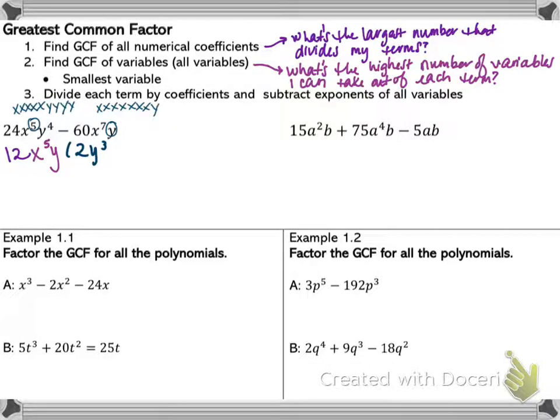So then I'm going to do the same process again for my second term. I'm going to put my minus sign, and 60 divided by 12 gives me 5. X to the 7th power, take away 5, or divide by x to the 5th, that's going to give me x squared. And y over y, well, that just gives me 1, which cancels out. And so I can say that I can end this particular problem, taking out the GCF here.